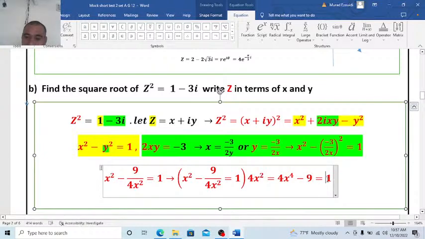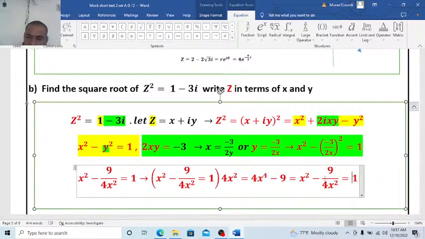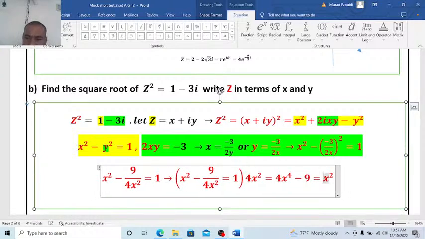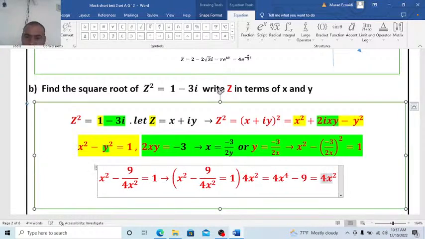Then equal what? Equal 4x. So this one multiplied gives 4x to the power 4. Then this gives minus 9, because I will simplify this and that. Equal what? Equal 4x squared.